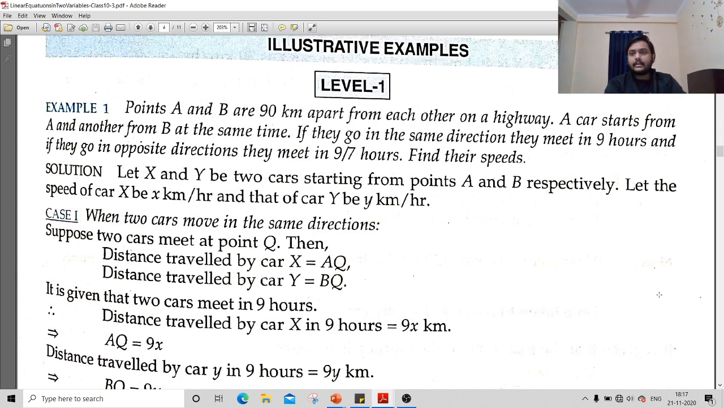Now a car starts from A and another from B at the same time. They both are starting at the same time, two cars from points A and B. Now if the cars are going in the same direction, they are meeting in 9 hours, and if they go in the opposite direction, they are meeting in 9 upon 7 hours. Okay, so let me just write this situation down over here. So 90 kilometer distance, and 9 hours when same, and 9 upon 7 hours when opposite. Cool.